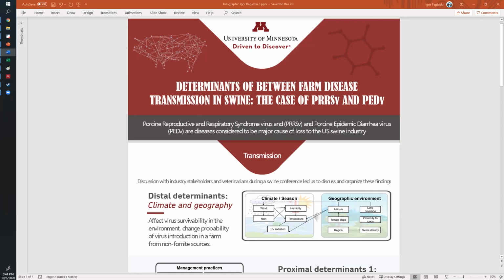105 participants contributed with potential risk factors, and those were organized into sketches of DAGs during the conference. The work I'm presenting here today is the amalgamation of the discussions we had at the conference. Distal and proximal determinants were identified. Distal determinants were considered to be those that affect the probability of virus introduction in a farm from non-fomite sources. Examples of these could be wind or rain, for example.